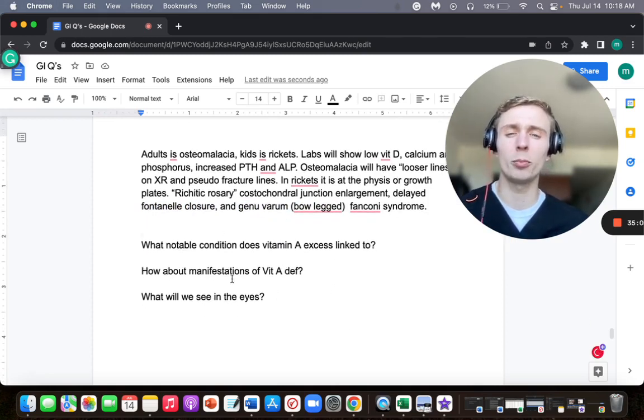Okay, next one. What notable condition does vitamin A excess lead to? What notable condition does an increased amount of vitamin A link to? How about manifestations of vitamin A deficiency? What will we see in the eyes in vitamin A deficiency? How about vitamin A excess, which we talked about in the neurologic unit?